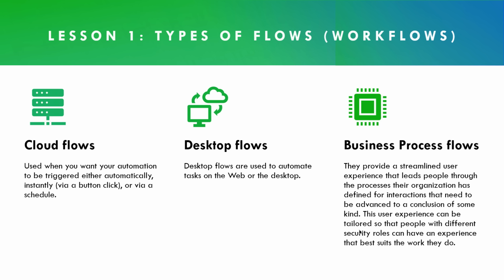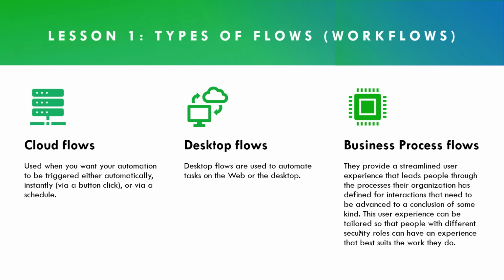The desktop flows are used to automate tasks on the web or the desktop of your computer. Business process flows provide a streamlined user experience. So what a business process flow does is it leads people through the processes their organization has defined for interactions that need to be advanced to a conclusion of some kind. So it's a user experience that can be tailored so that people with different security roles can have an experience that best suits the work they do.